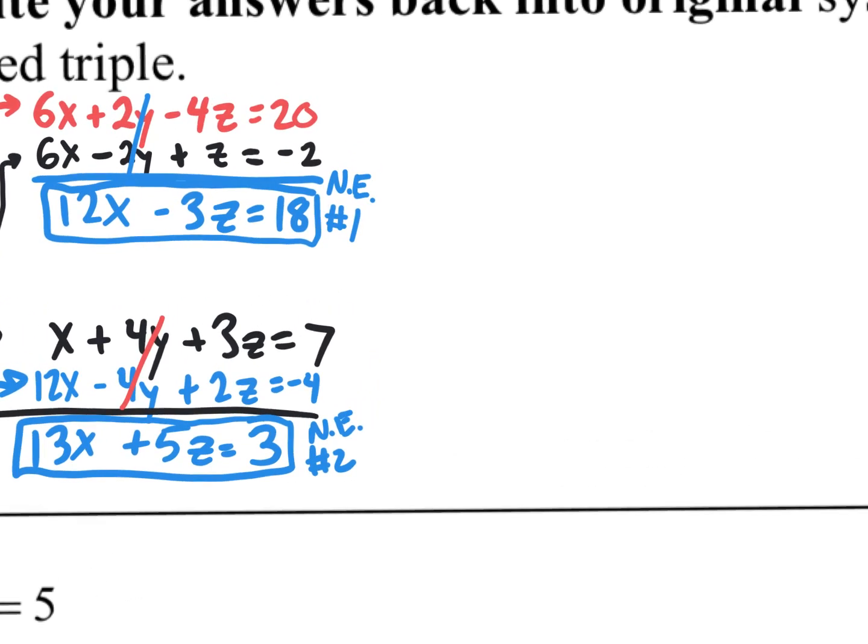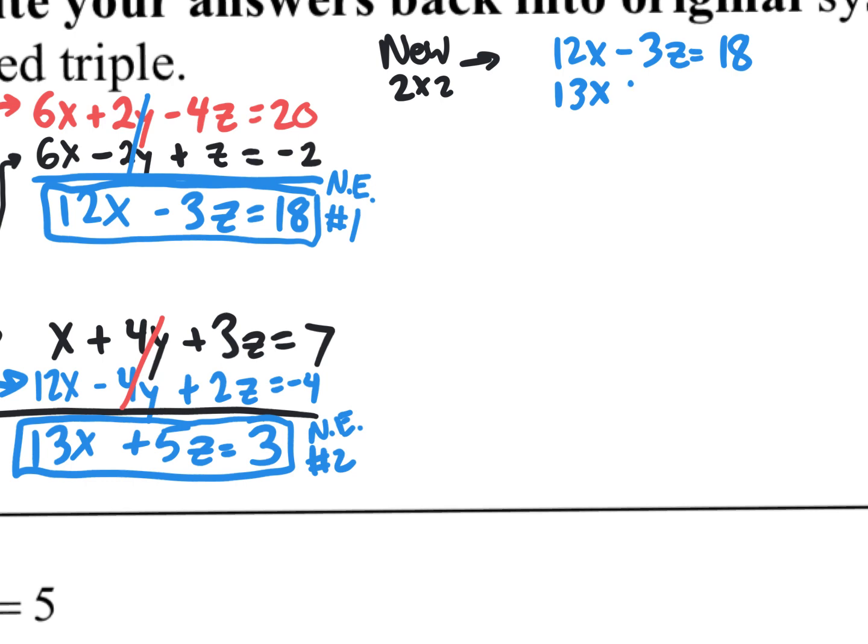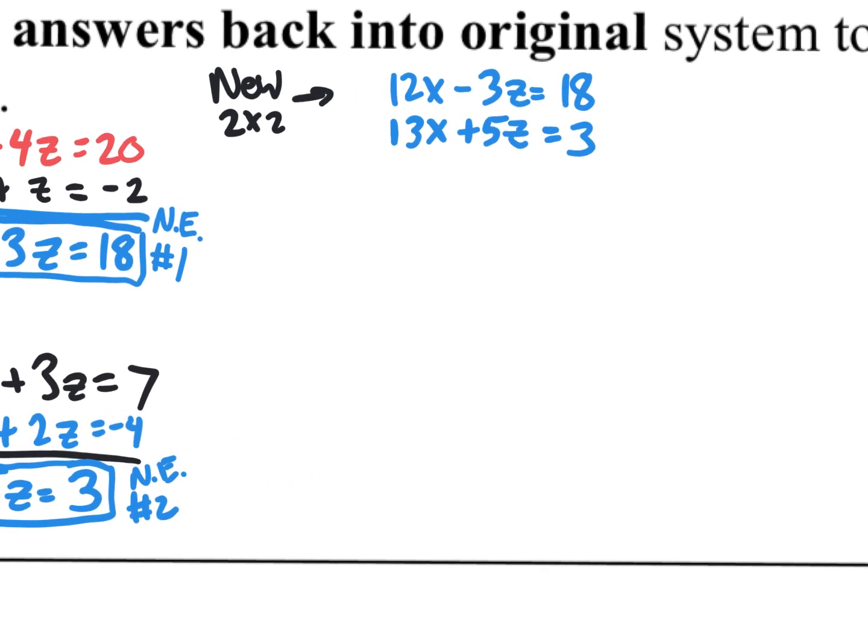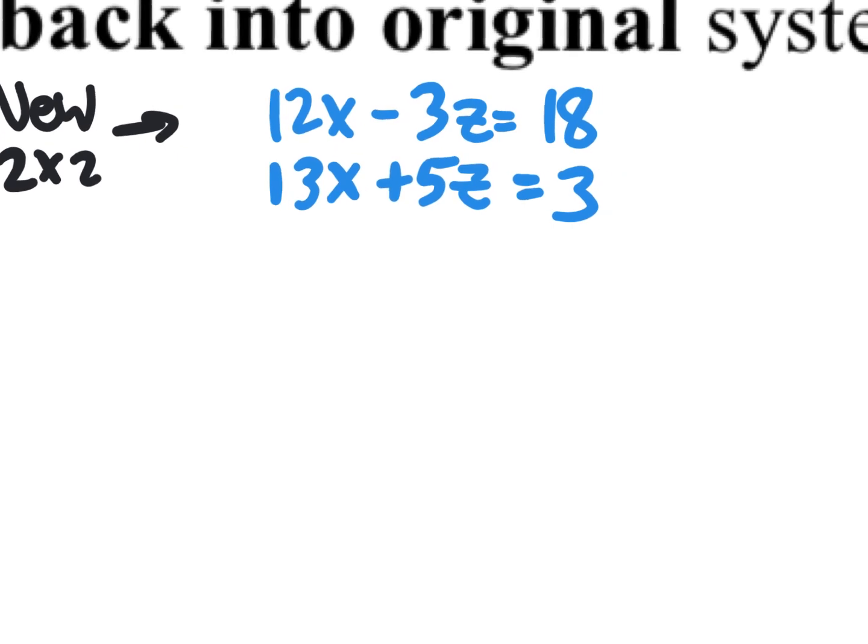So I'm going to zoom in. Here is my new 2x2 system over here. It is 12x minus 3z equals 18. And the other one is 13x plus 5z equals 3. Are you with me? Yeah. Okay. So now we could just kind of ignore what we've done so far and just focus in on this 2 by 2 system, kind of like what we did last week.